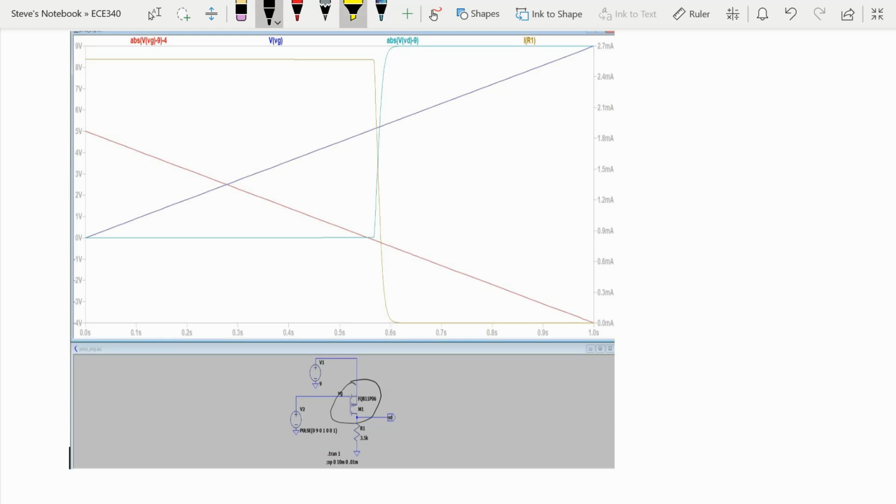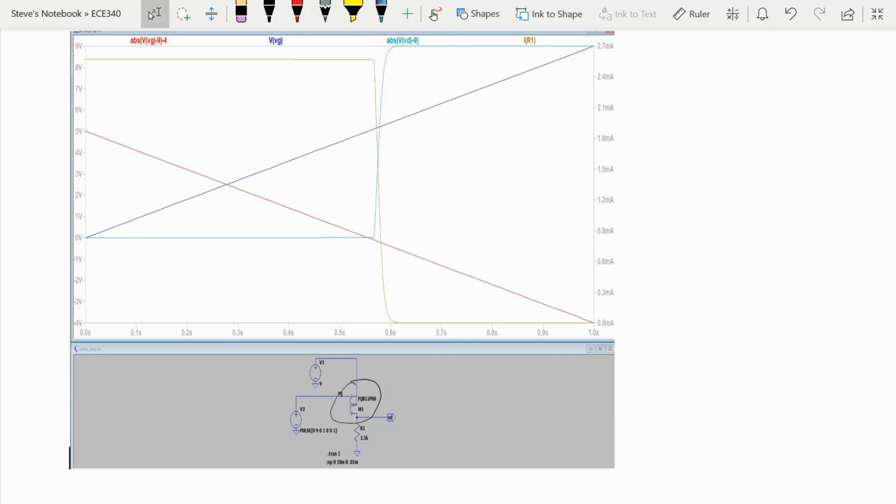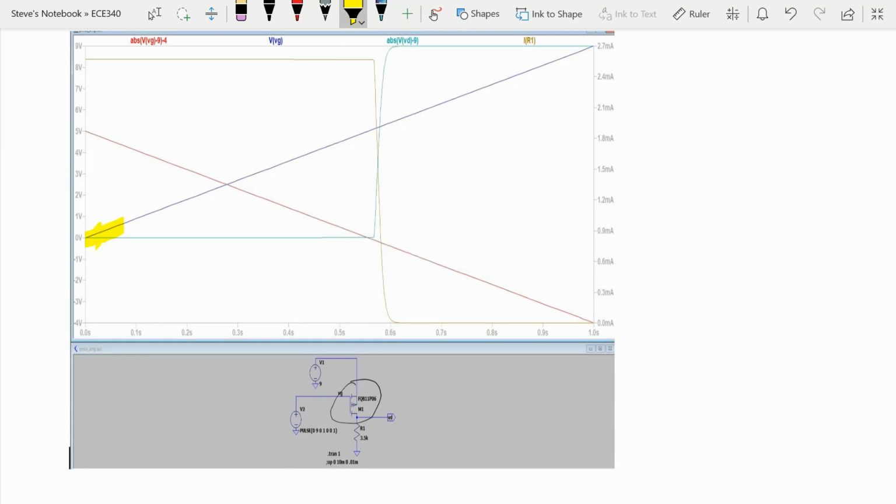So if we start off, at this point, you see this one right here is... okay, so starting off right here, we have our gate voltage. Right in here, you can see our gate voltage is really low.